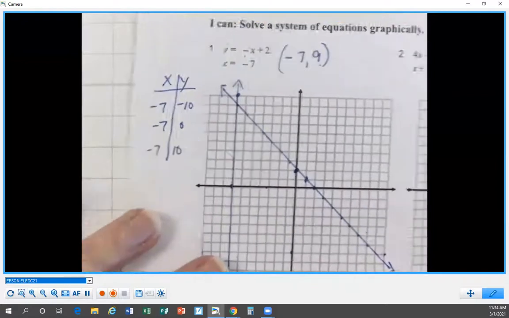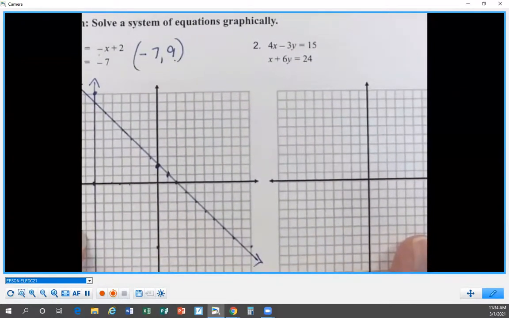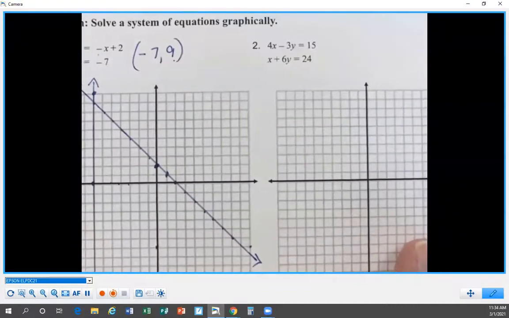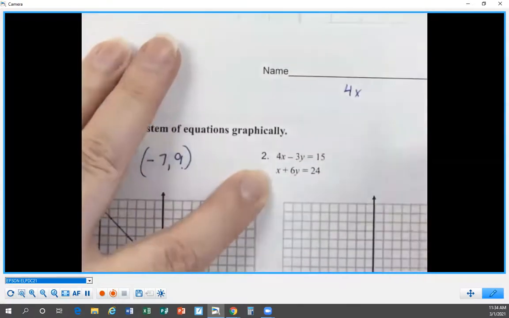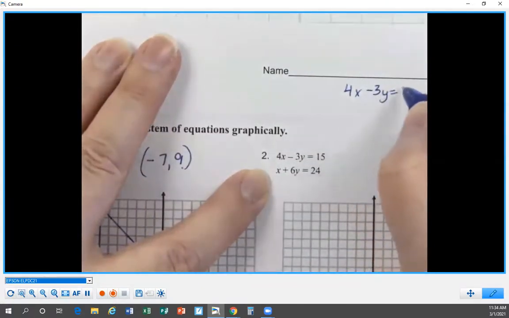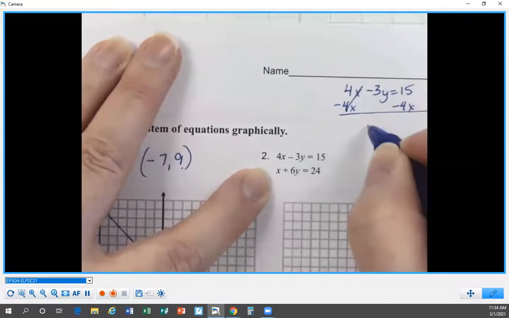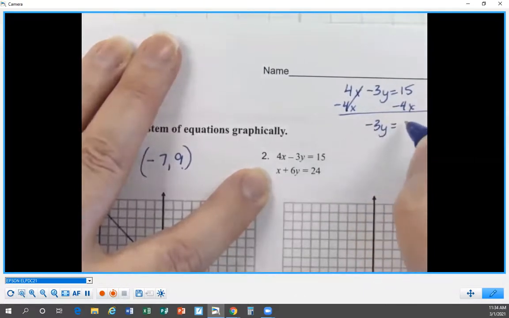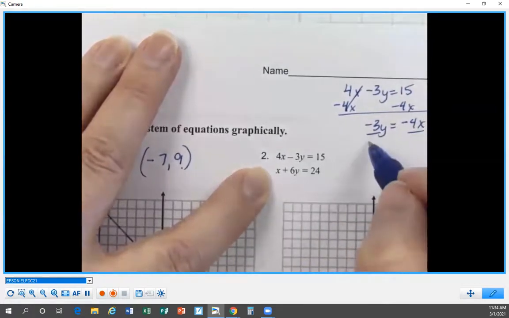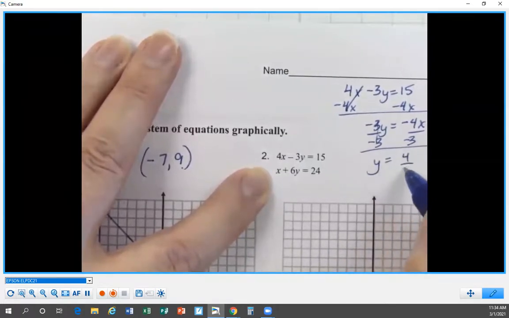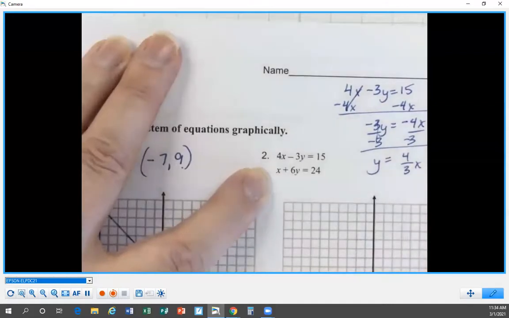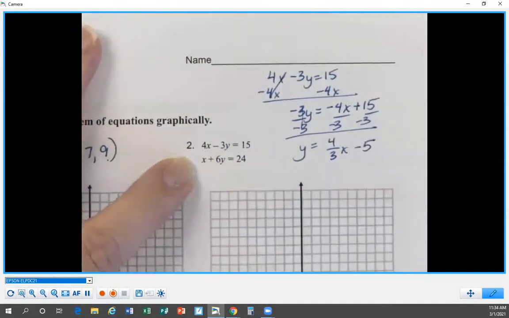Okay, number 2, these are not in slope-intercept form, so we need to rewrite them so that they are in slope-intercept form so we can graph them. So our first equation is 4x minus 3y equals 15. So we'll subtract 4x from each side. That gives us negative 3y equals negative 4x plus 15. And then divide each term by negative 3 to get y equals 4/3 x minus 5. So that's in slope-intercept form.